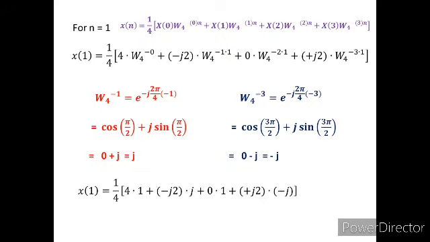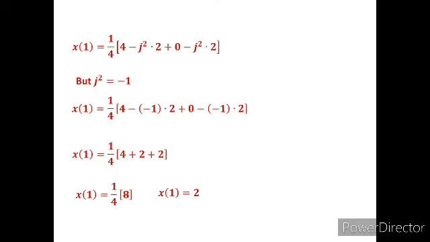Since the other term is 0, what do we get? X of 1 is equal to 1 by 4, 4 into 1 minus j2 into j plus 0 plus j2 into minus j. So it becomes a j square term there: 4 minus j square 2 plus 0 minus j square 2. j square is minus 1, so substituting that we have got 4 plus 2 plus 2. So denominator and numerator get cancelled and the value remaining is X of 1 is 2.